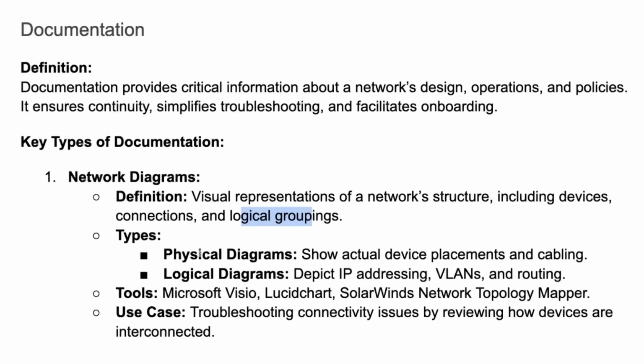There are physical diagrams that show the actual device placements and cabling, and then there are logical diagrams that depict the IP addressing, so the various subnets, for example, the gateways, the virtual LANs, the segments of the network, the breakdown of the different segments of the network, and the routing protocols, as well as the actual routers themselves and where traffic will be routed between the various segments of the network.